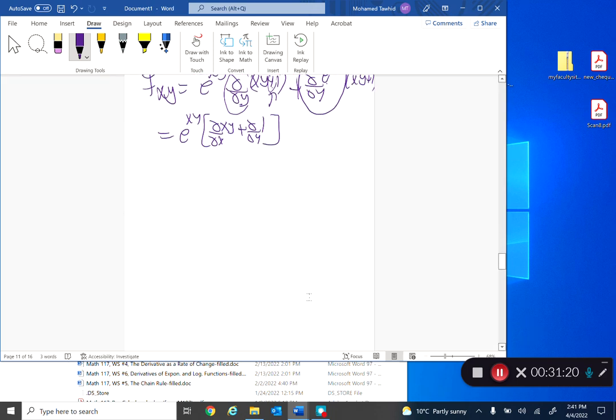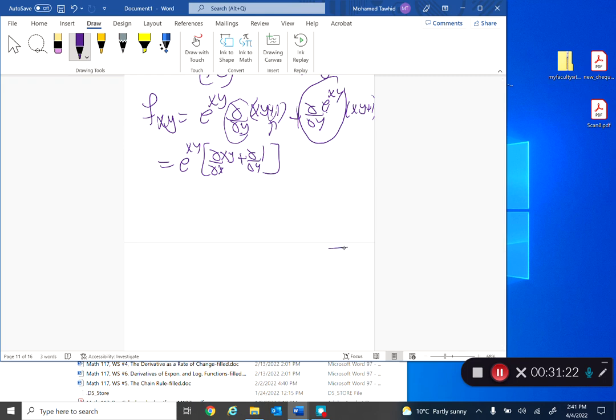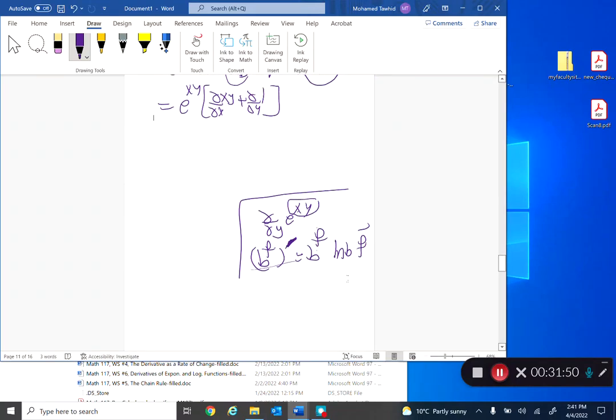So how to do the derivative here? I need to get the derivative with respect to y for e to the power xy, right? So what is the rule here, guys? The derivative of b to the power f should be b to the power f multiplied by ln b multiplied by f prime. That is the rule. So the derivative of any exponential should be exactly the same, ln b f prime. So what is your f here? xy. And what is your f prime? Your derivative with respect to y.